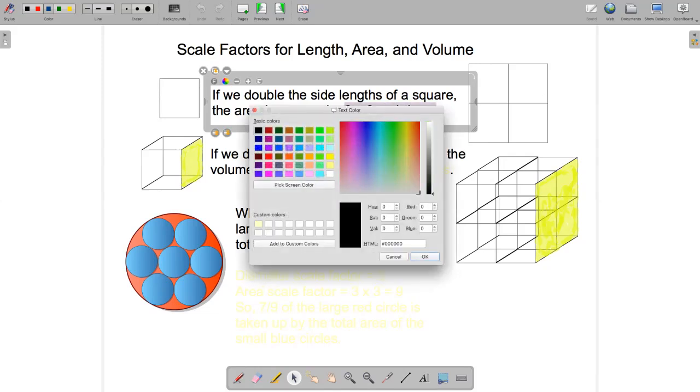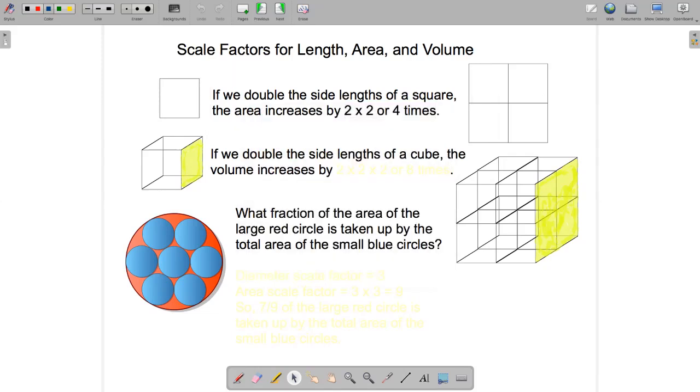Okay, so this is a very common mistake that elementary students can make. And you can see the intuition behind what's going on. I double the side lengths of the square, I'm going to get a square that's 4 times as big in terms of area. What about a cube?